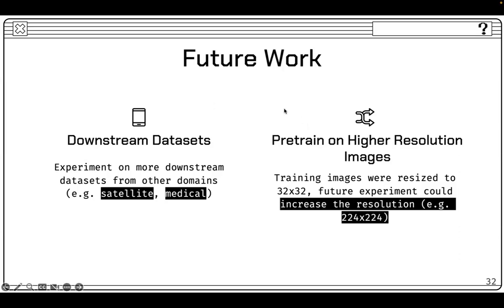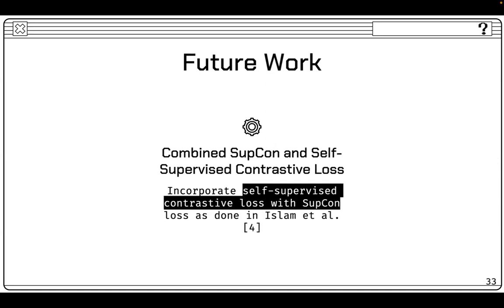Next, we could pre-train on higher resolution images. Because the training images were resized to 32 by 32, which is a rather small resolution, future experiments could increase the resolution to higher values that are more widely used, such as 224 by 224. Next, we could also combine SupCon and self-supervised contrastive loss, as done by Islam et al. in their paper.